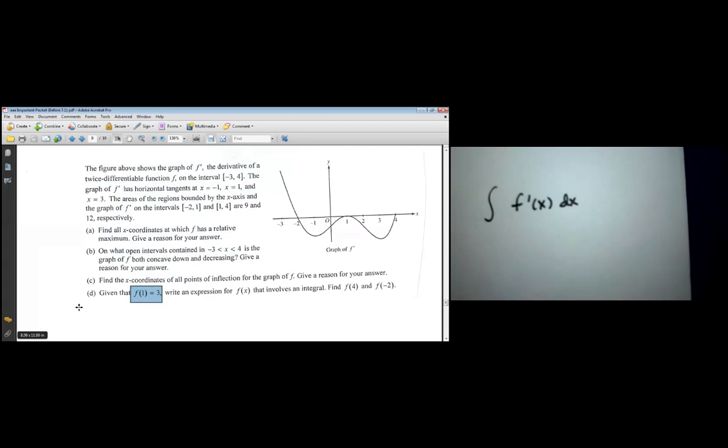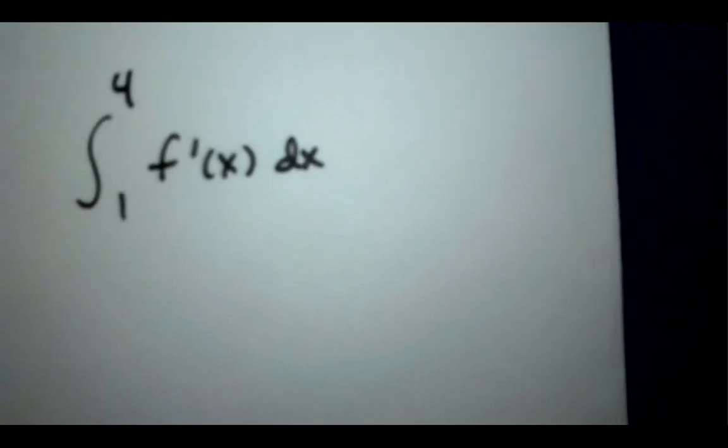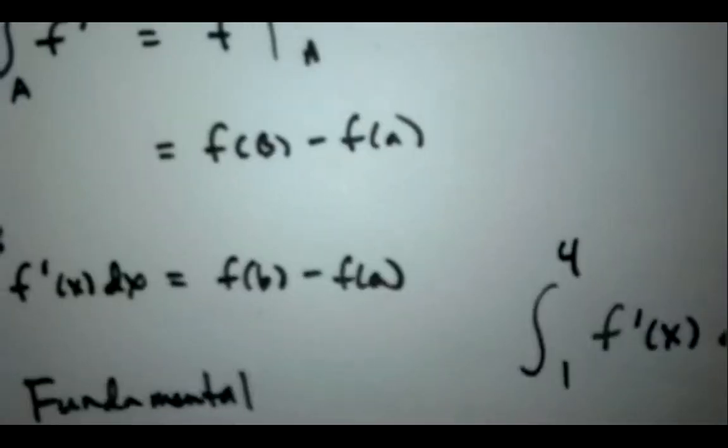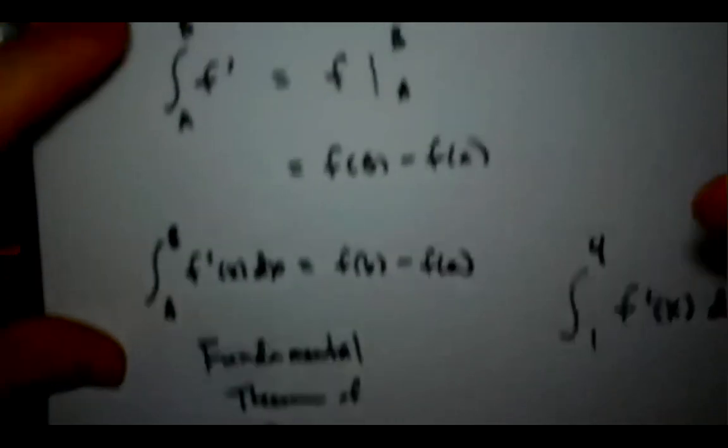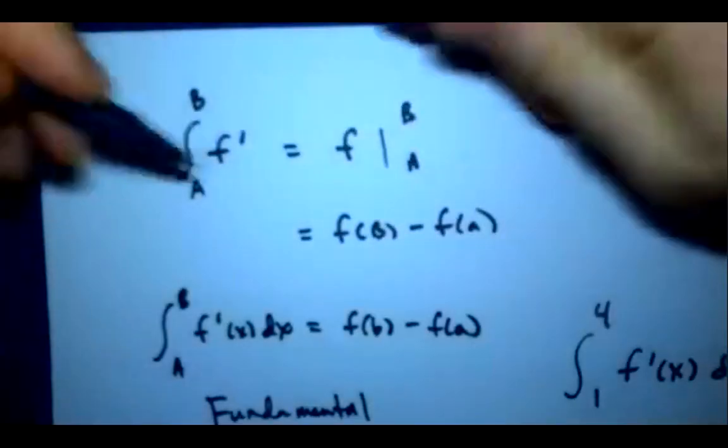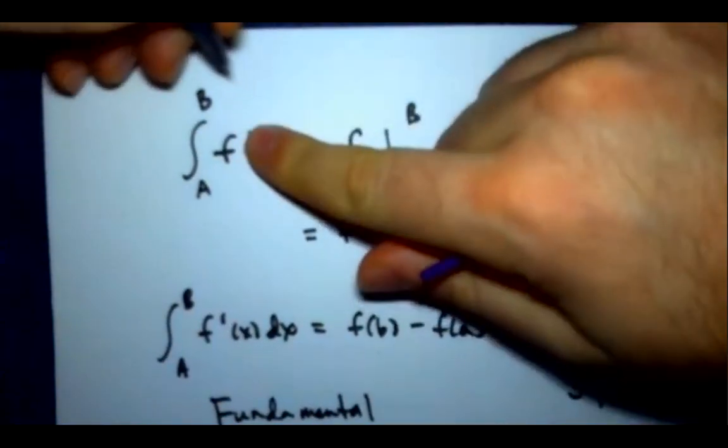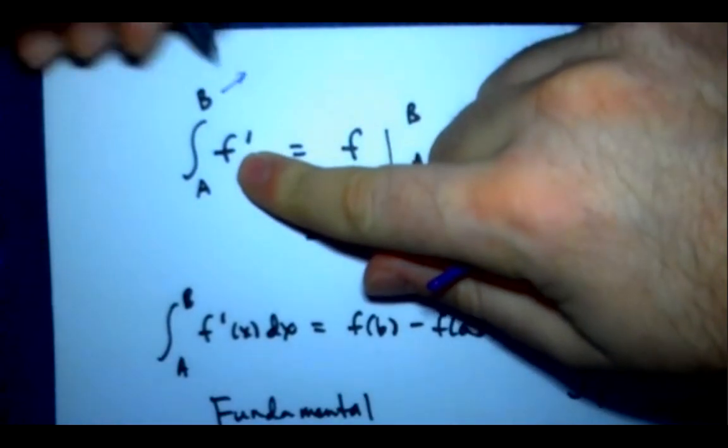F of 1 is 3. They give me that. All right, so I'm going to let my bounds be 1 to 4. I'm going to be flashing back and forth a little bit here. When you do this fundamental theorem of calculus, 99% of the time, and I don't know which one of these bounds is which, but one of these bounds, I'm just going to draw arrows.